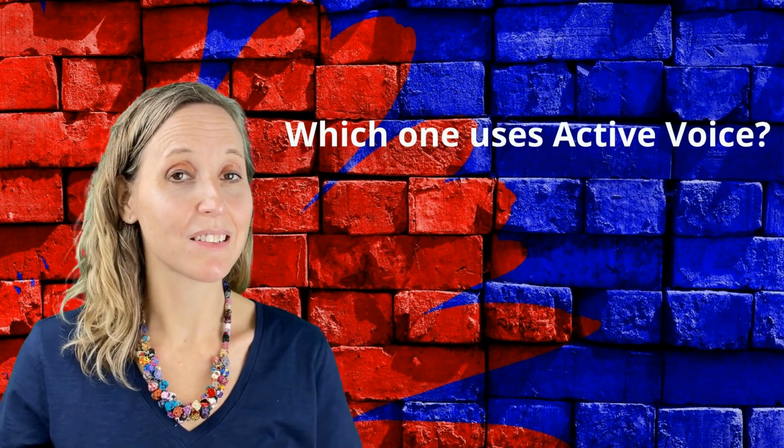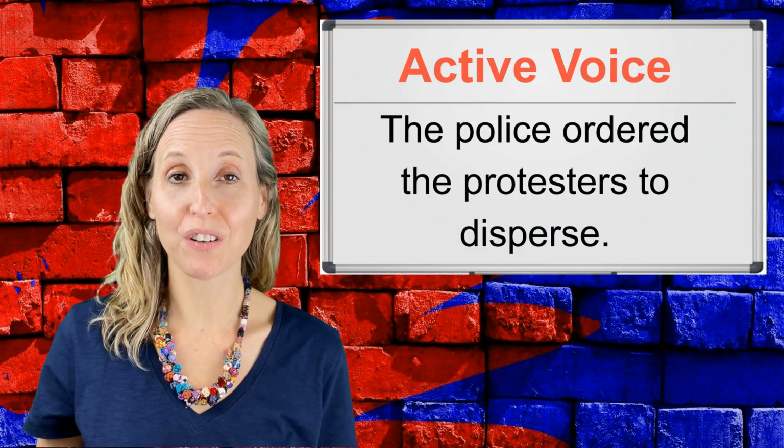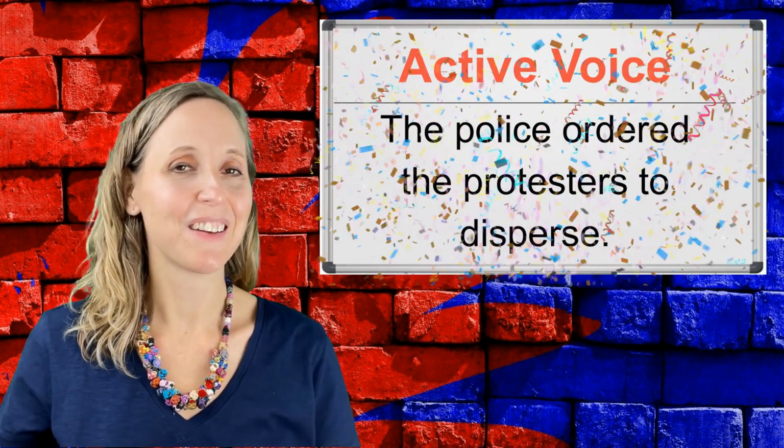Number 2. Which one of these sentences is in the active voice? The protesters were ordered to disperse by the police. The police ordered the protesters to disperse. Did you guess the police ordered the protesters to disperse? Great work!